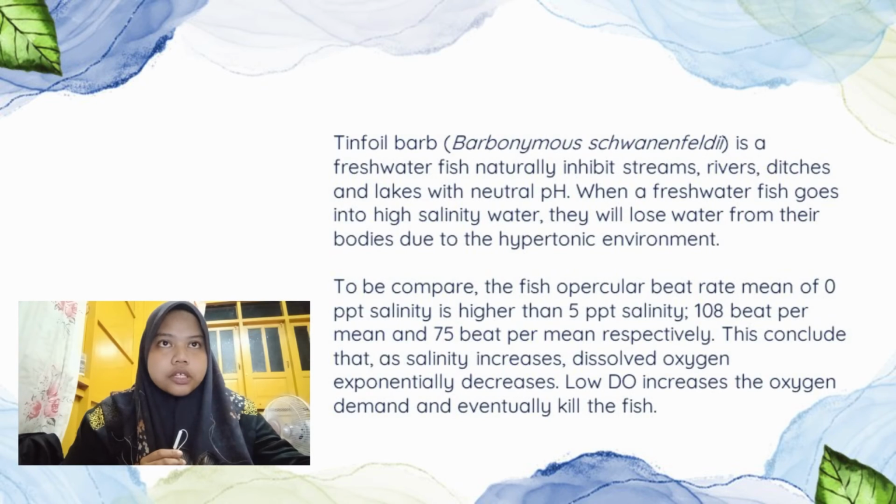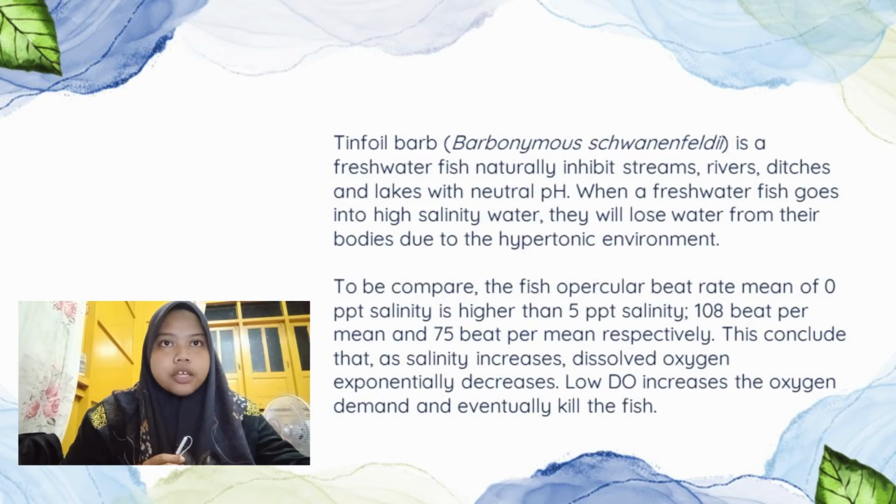Based on the result, it is shown that tinfoil barb fish are able to survive in water where the salinity ranges from 0 to 5 ppt, with a temperature range from 30 to 31 degrees Celsius. At 15 ppt, all of the fish in tank A and B were dead. This happened because tinfoil barb is a freshwater fish. When a freshwater fish goes into high salinity water, it will lose water from its body due to the hypertonic environment. In the long term, it can harm the fish and lead to fatality.